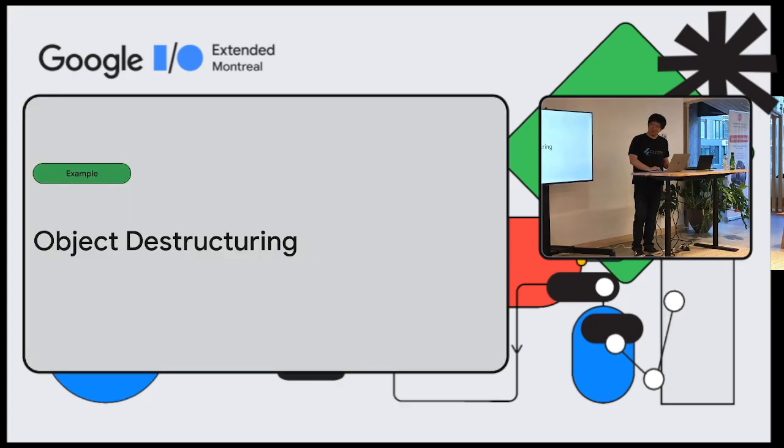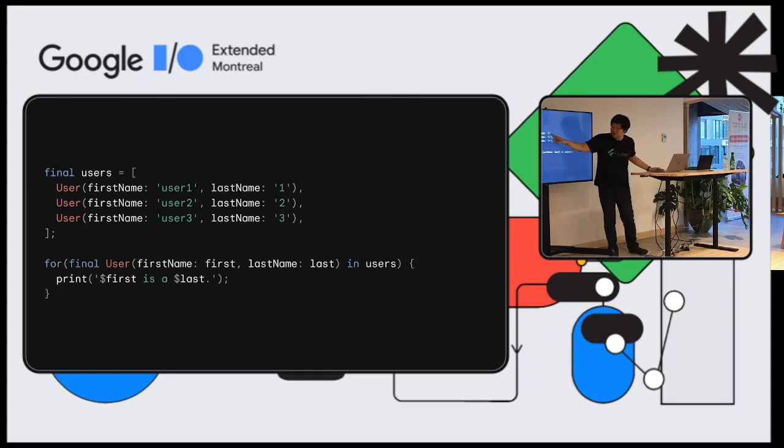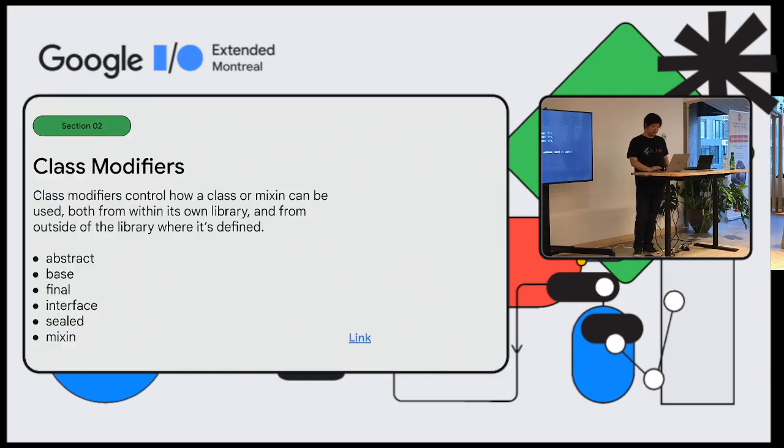And the other one is object destructuring. Let's say I want to iterate through the user array, which has multiple user instances, and I want to access the first name and last name directly, like here, first and last. So I'm destructuring the member variables of the user class. If I do this, first name is going to be assigned to first, last name is going to be assigned to last, and then I can directly access them inside the for loop. So it makes the code much cleaner, I'd say.